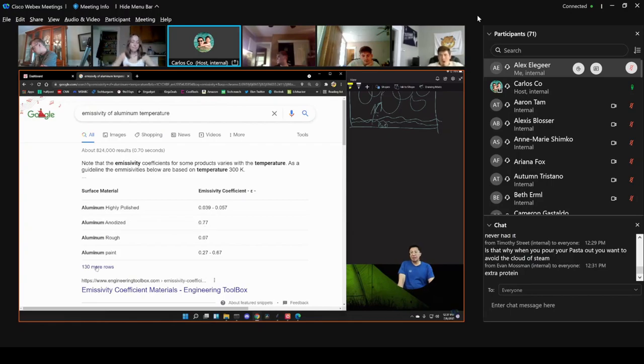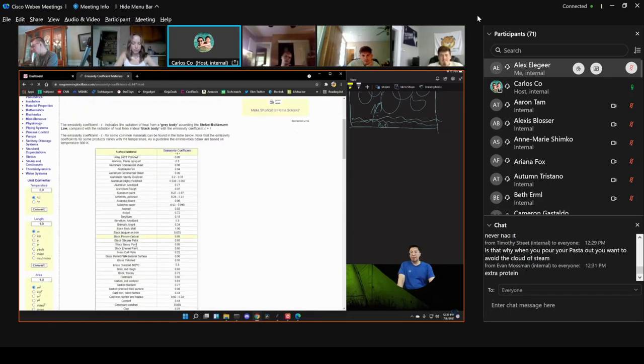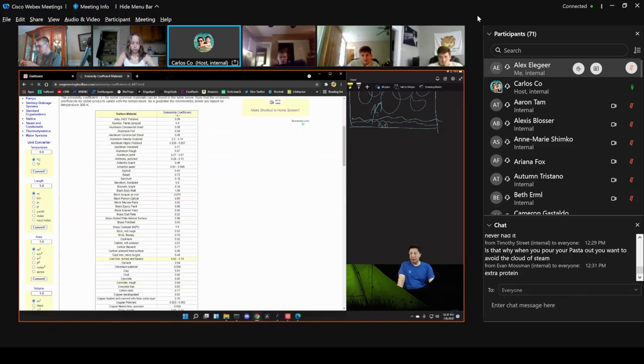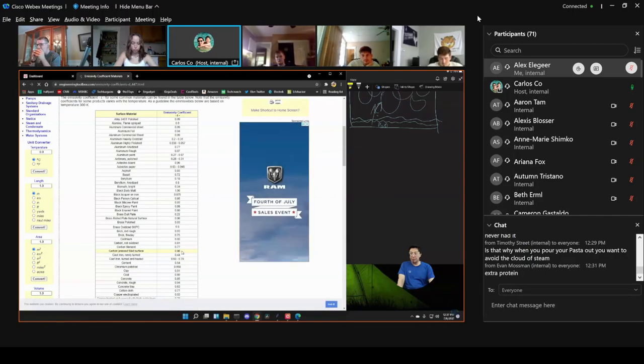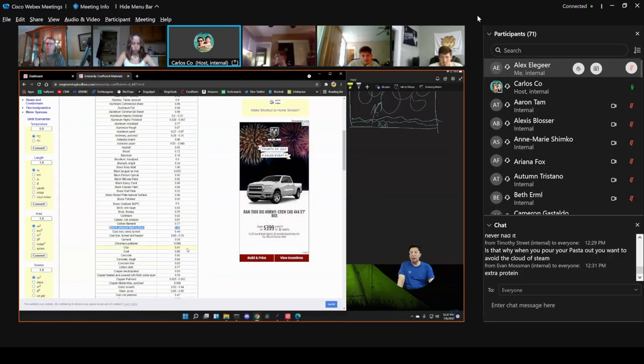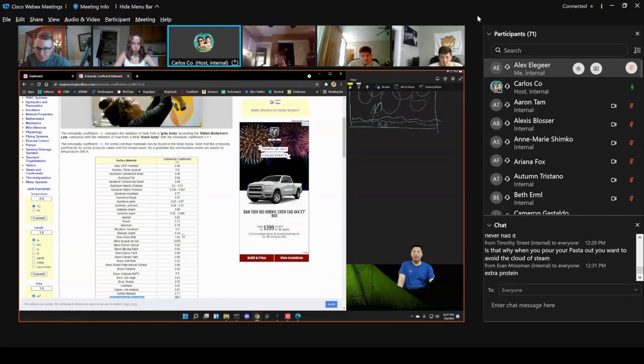And there are a lot more materials of different emissivity. I think carbon black goes up to about 0.98, and I think that's about as high as it goes. Or are there higher ones? I think carbon black. So these are the typical emissivity coefficients.